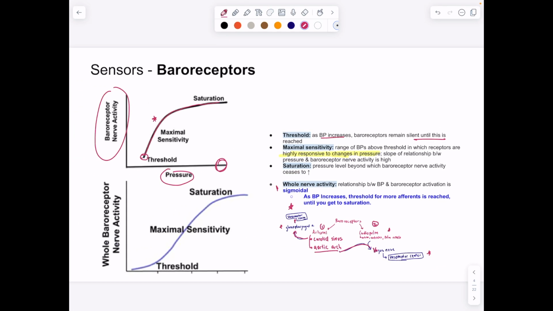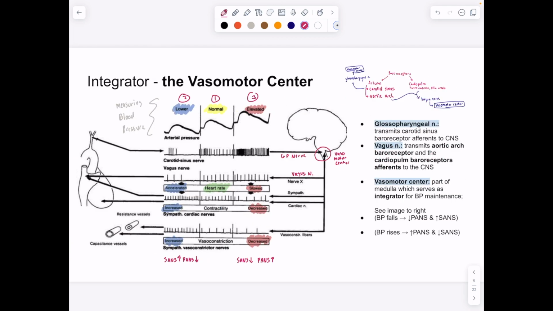All right, but the idea is that as blood pressure increases, overall the threshold for more and more of our baroreceptors is reached, and then you can reach a saturation point, in which case you've gotten to such a high blood pressure that you've gotten to maximum stimulation of the vasomotor center, maximum parasympathetic stimulation. All right, so that's what this slide is really saying. The glossopharyngeal nerve and the vagus nerve going to the vasomotor center. And so really what we're trying to say is that the vasomotor center is serving as an integrator, taking in this information, and then it's going to send out information to do something about it. So vasodilating or vasoconstricting or increasing heart rate overall.